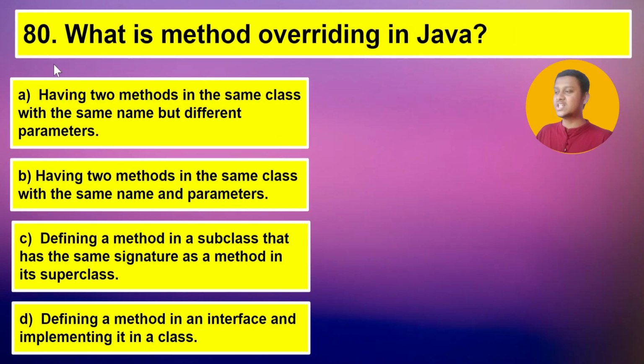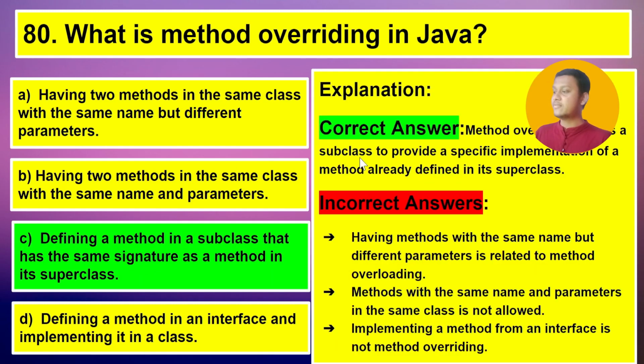Our next question is, what is method overriding in Java? Having two methods in the same class with the same name but different parameters. Having two methods in the same class with the same name and parameters. Defining a method in a subclass that has the same signature as the method in the superclass. Defining a method in an interface and implementing it in a class. So here the correct answer is option C, which is defining a method in a subclass that has the same signature as the method in its superclass.